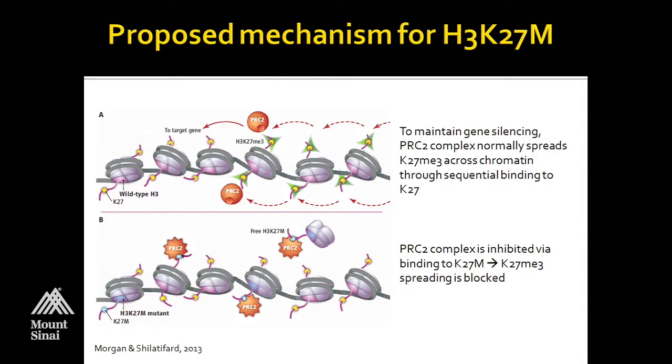And this is just a cartoon showing that idea. So here's the lysine 27, which has the trimethyl mark on. The PRC2 complex normally hops along here and keeps adding it. That means that this part of the DNA should be shut down. In the presence of the mutant histone, it gets blocked from doing that. And now what you have is all this open DNA that you shouldn't have had before.